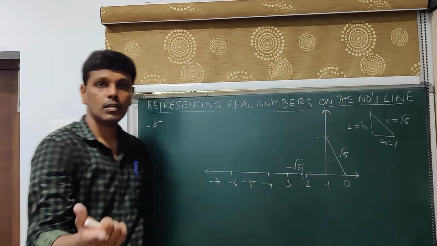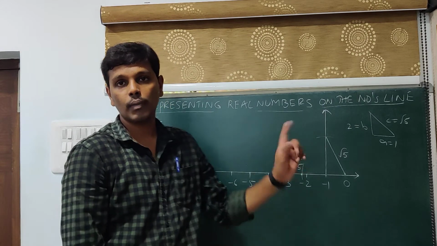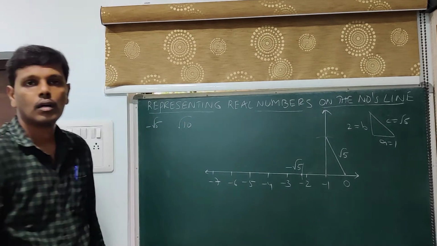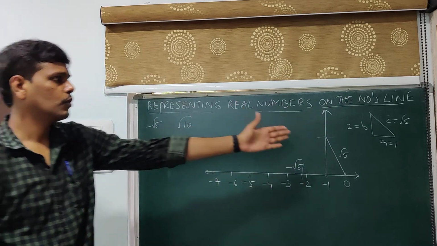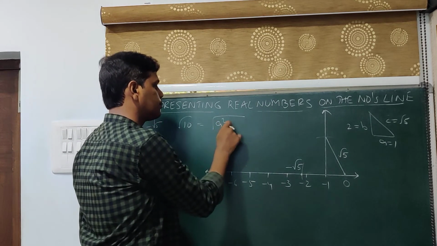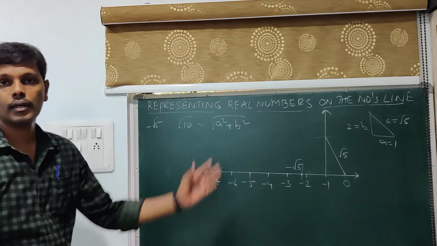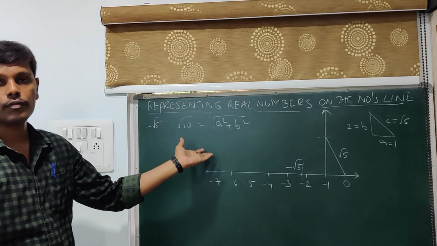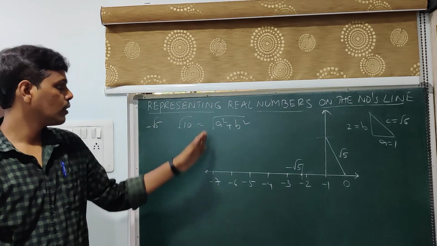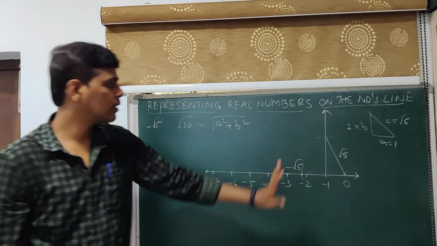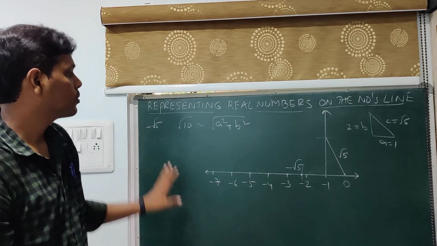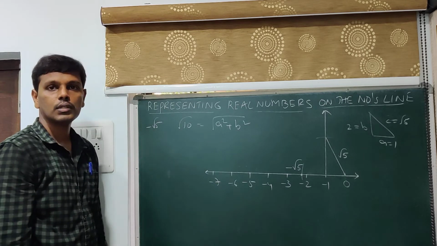Now I am leaving root 10 and minus root 10 for you, minus root 2 and plus root 5 for you. Now think for root 10. Root 5 and minus root 5 I have already done. You can make use of this and you can do it. For root 10, think of what should be A and B. If you put 1 for A, 1 for B, it will be root 2. 1 for A, 2 for B, it will give you root 5. Then think of what numbers for A and B, and accordingly you can mark that irrational number on the number line. So this is the way we can mark these irrational numbers on the number line.